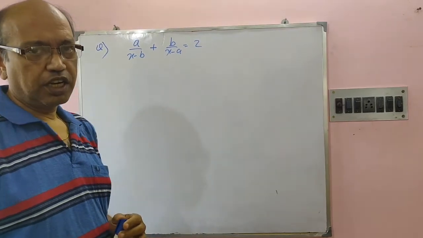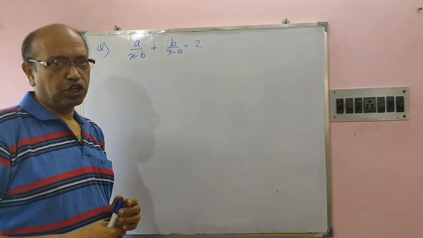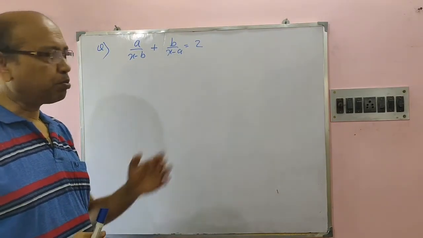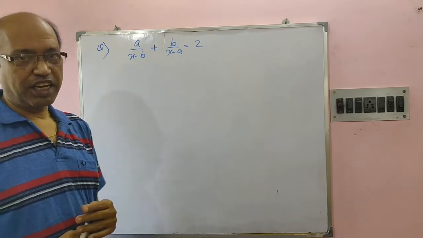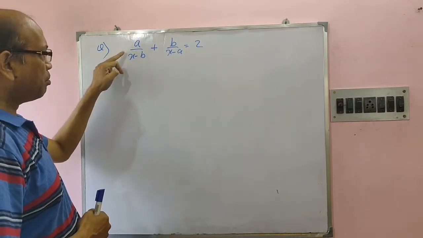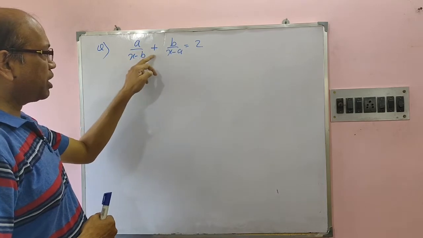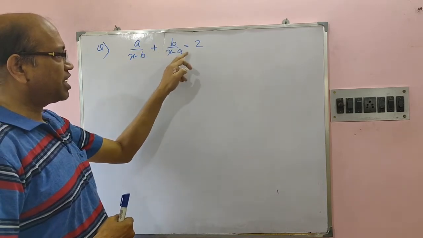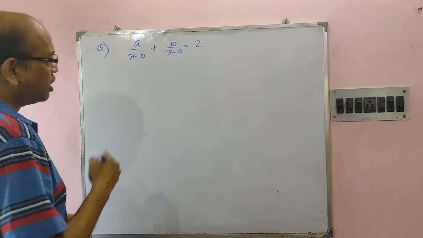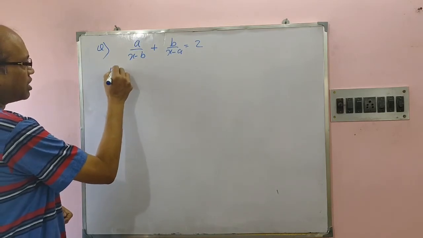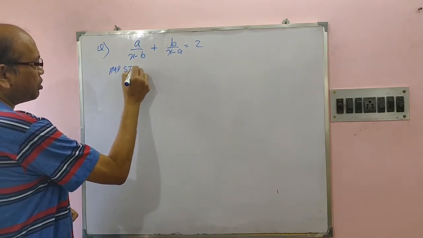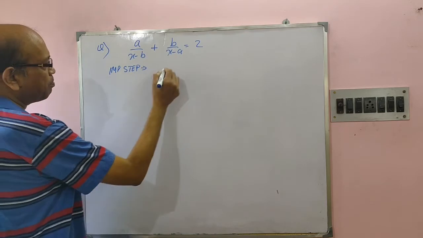Hello students, let us continue with the quadratic equation problems by factorization. The next sum: a by x minus b plus b by x minus a is equal to 2. Now again, last time what I said, this important step here. What is that important step?